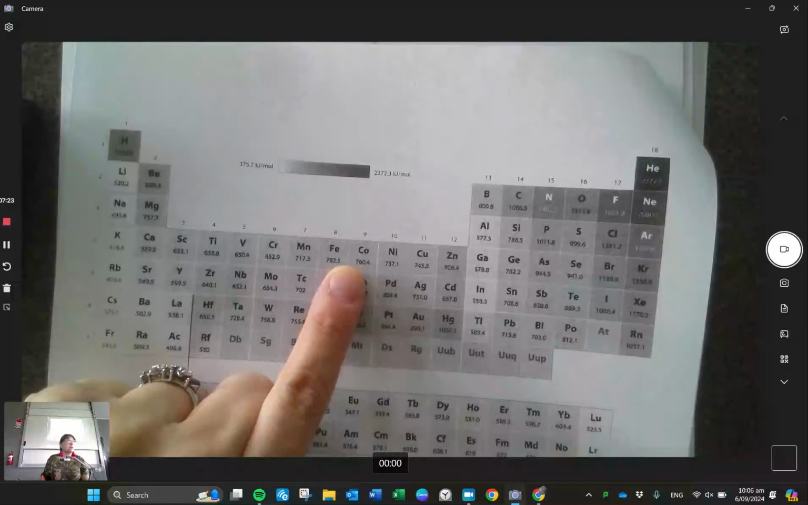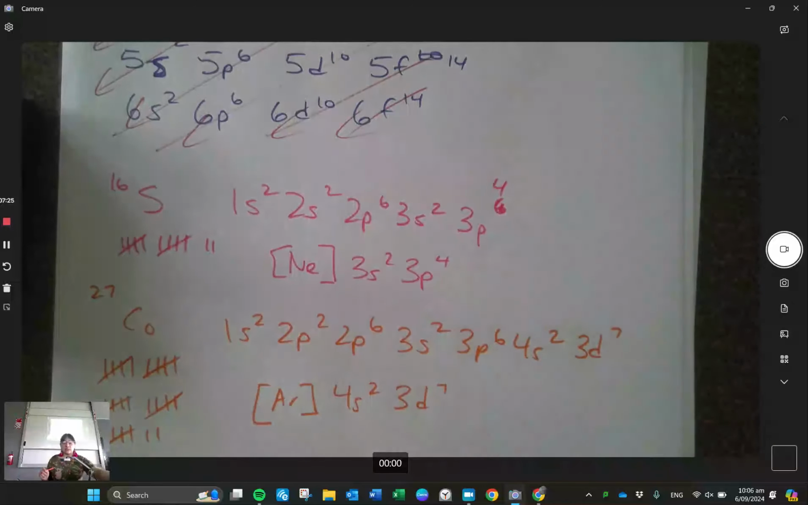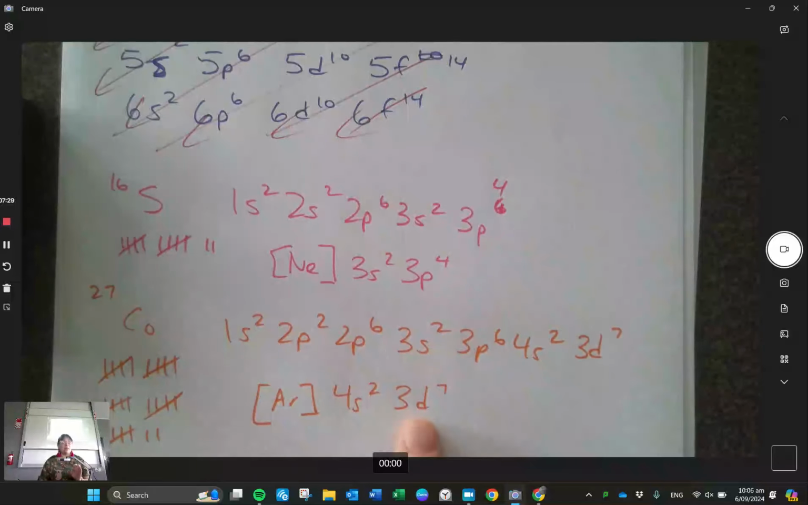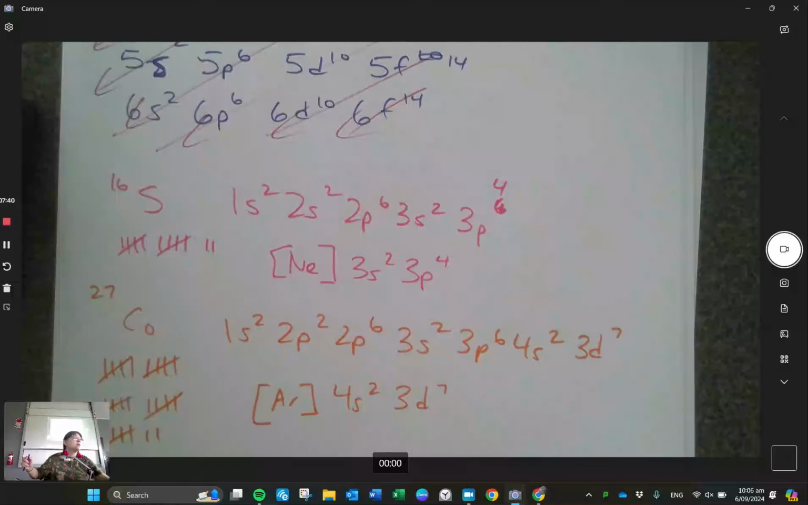We good? All right, just be mindful, because this is now a transition metal, if we are doing any cobalt ions, you are not taking them off of the 3d, you're taking them off the 4s, because that's the furthest shell. So just be careful of that, and you'll see that with chromium. So what we're doing next.